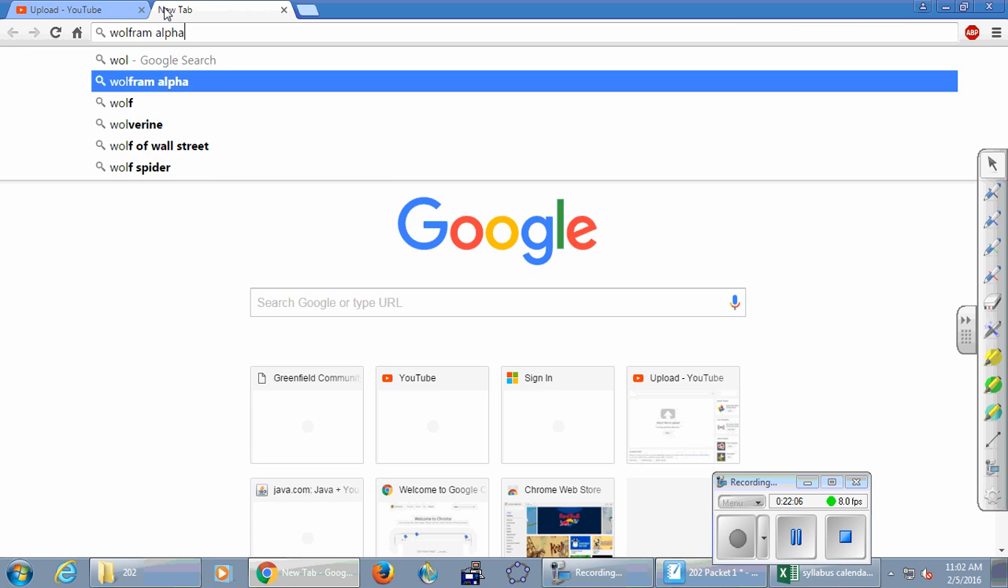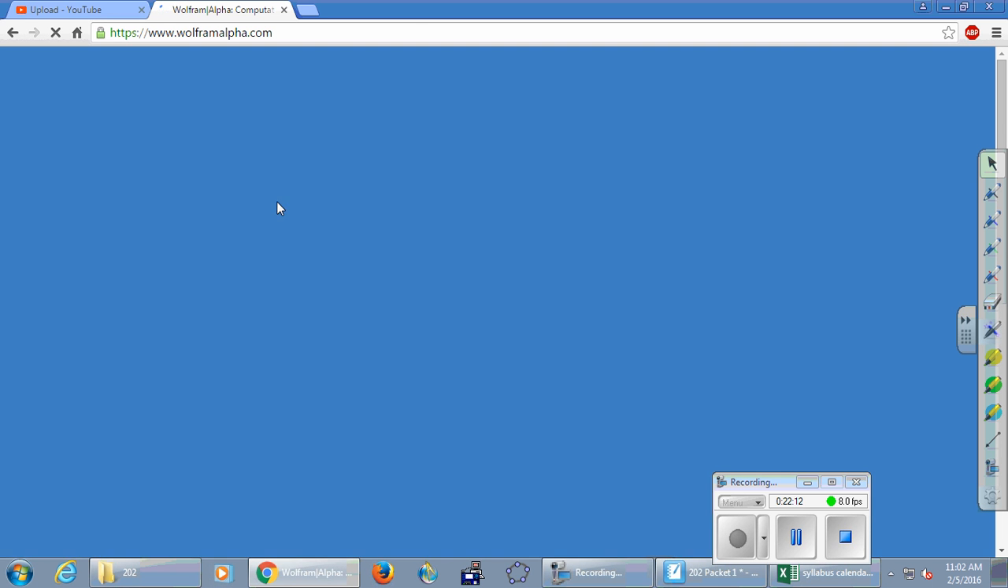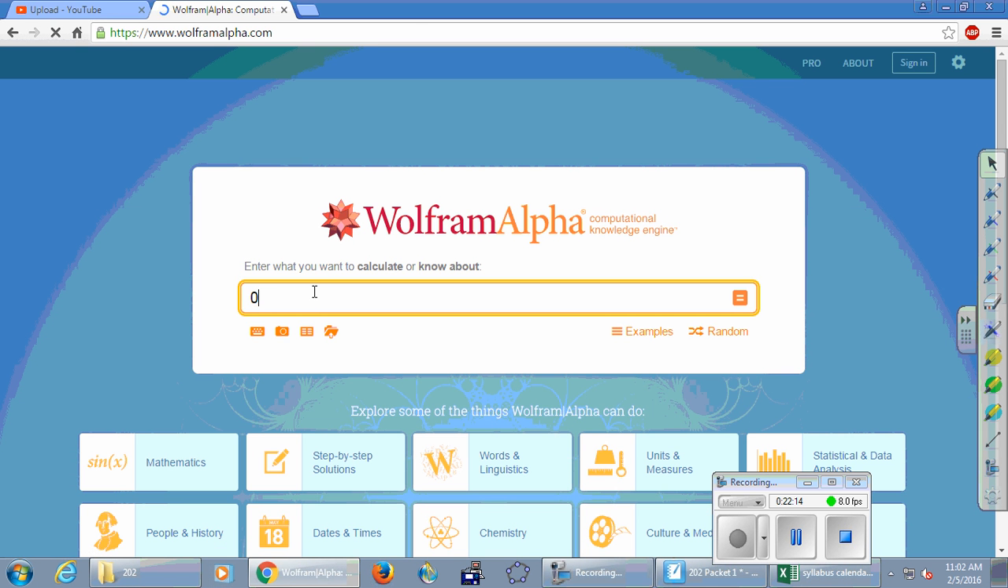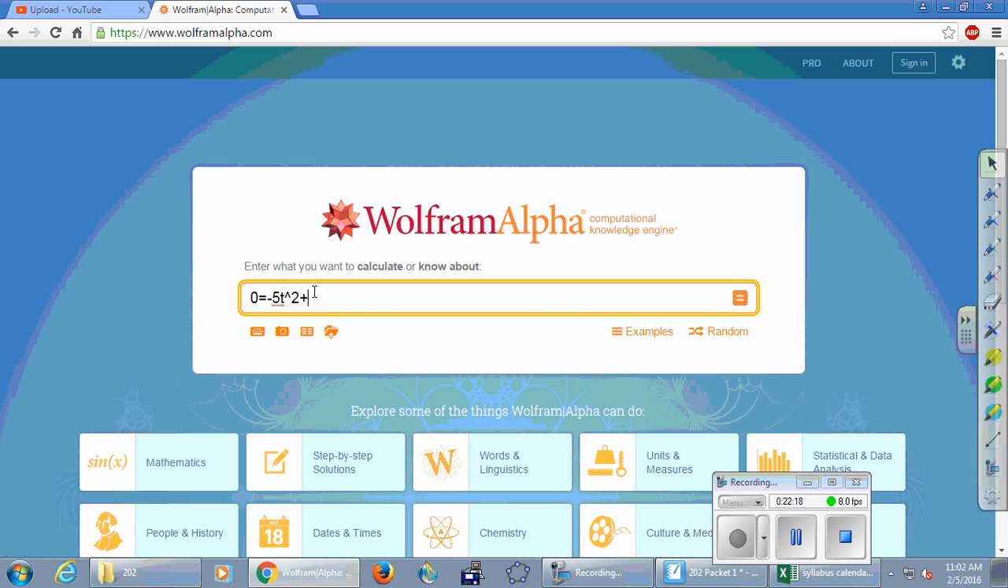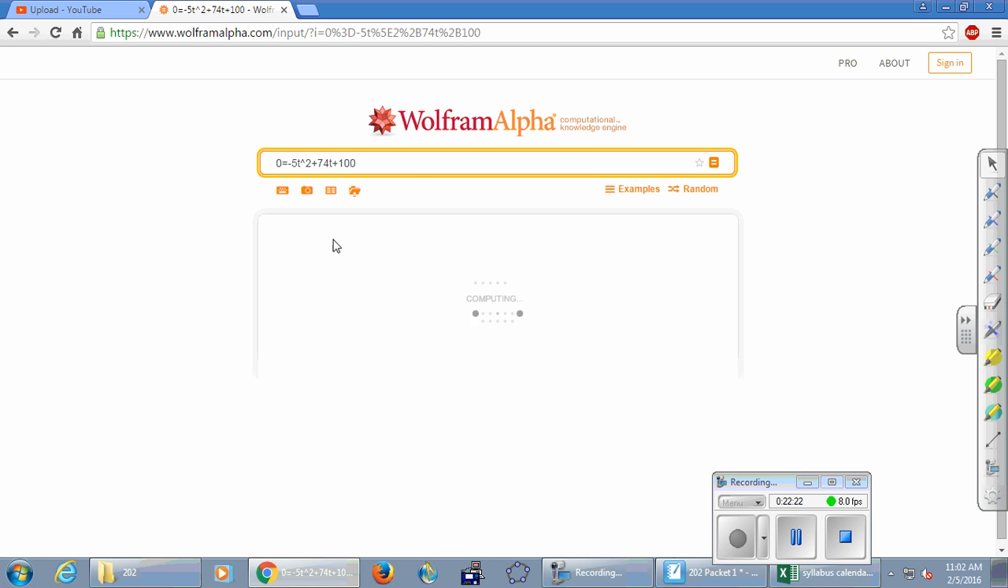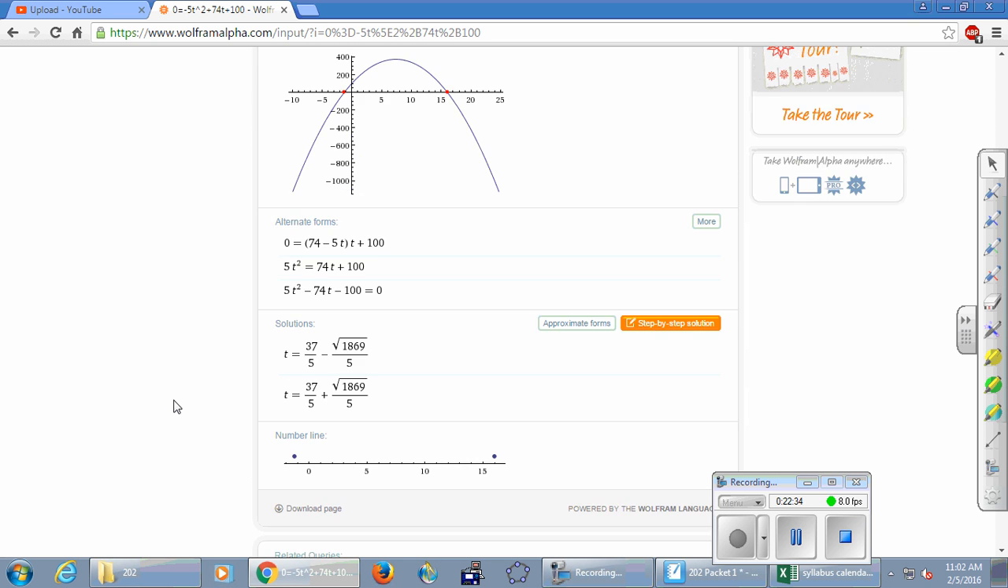I suspect many of you have played around with Wolfram Alpha, but if you haven't, this will be our first chance to just look at it together. Just Google Wolfram Alpha, type in the equation 0 equals -5t squared plus 74t plus 100. You don't have to worry about syntax, you just type it in the way that it looks. Great, there's the graph of the parabola. The zeros are these red dots here. This one doesn't make sense in our problem because it's negative, backwards before the experiment started.